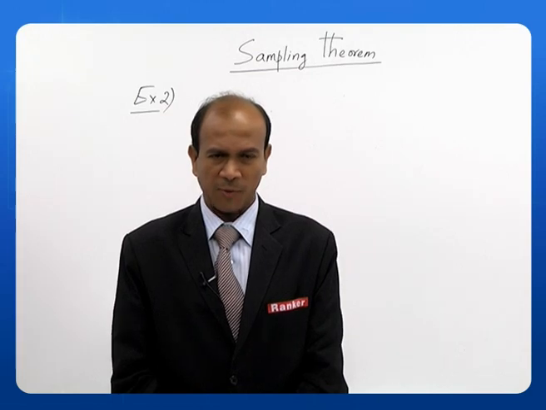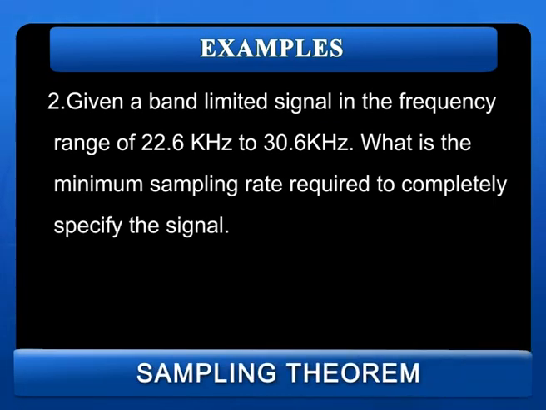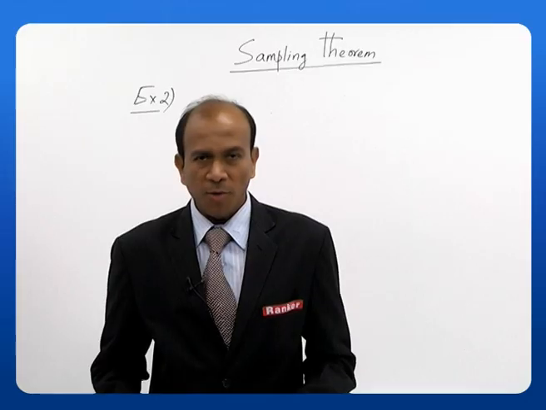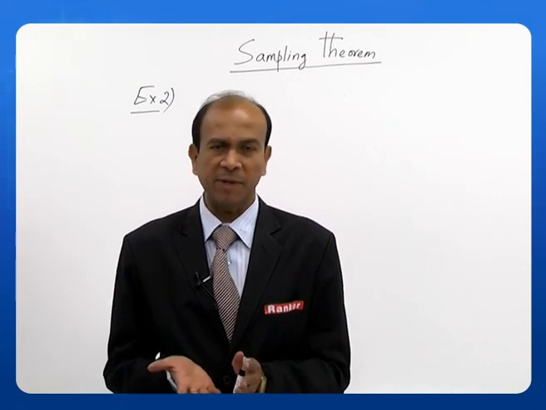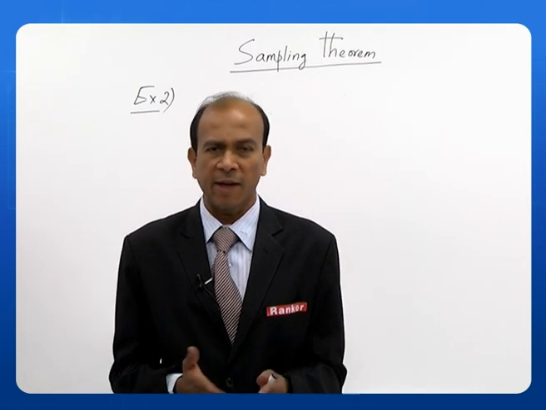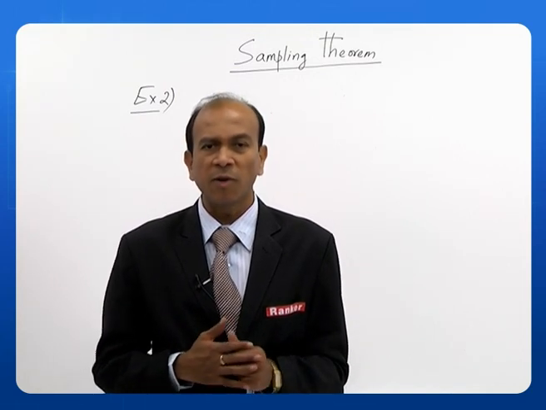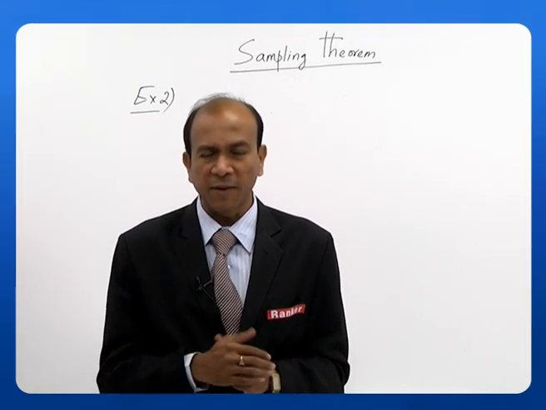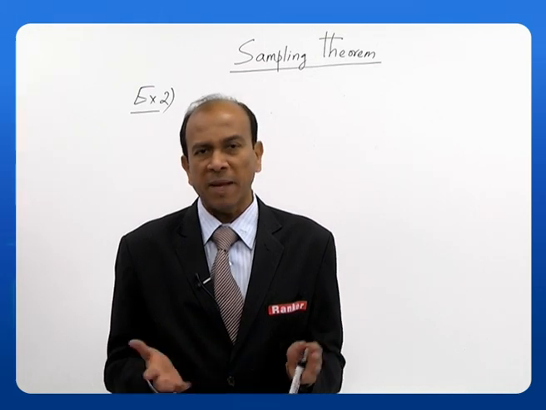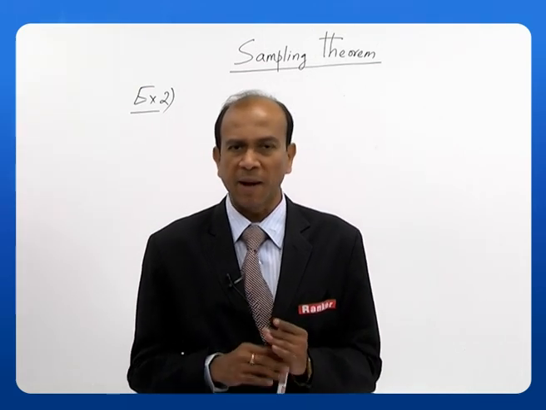Let us see the second example. Given a band limited signal in the frequency range of 22.6 kilohertz to 30.6 kilohertz, what is the minimum sampling rate required to completely specify the signal? So, you have been given a range of frequencies and you are asked to find the minimum sampling rate. In other words, what we have to find out is the Nyquist rate. Let us calculate the bandwidth first.